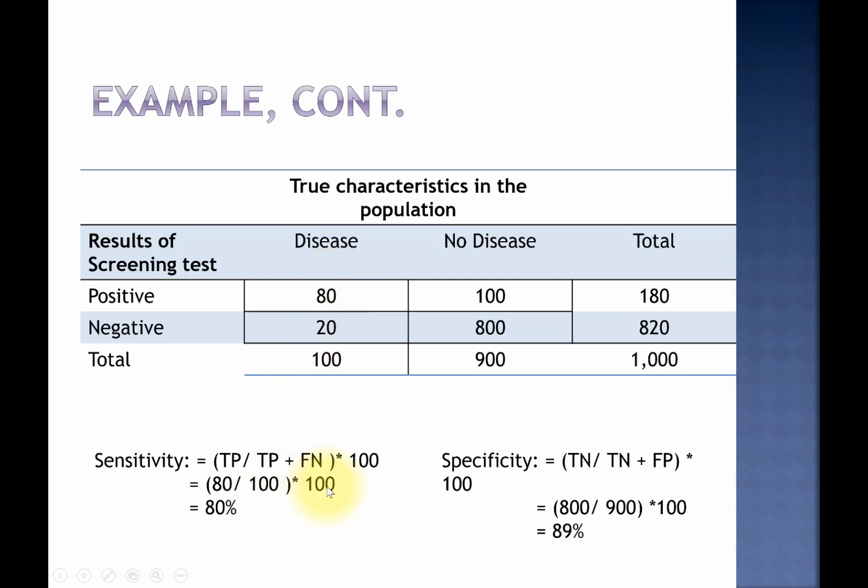Multiplied by 100 to turn it into a percent, you end up with 80% sensitivity. Likewise, you do the true negatives, which is the 800 here, divided by true negatives plus false positives, which are those up here. Once you calculate those, you end up with a specificity of 89%.